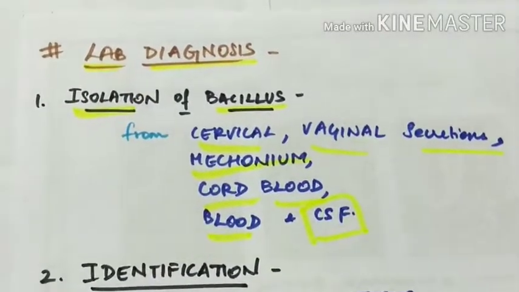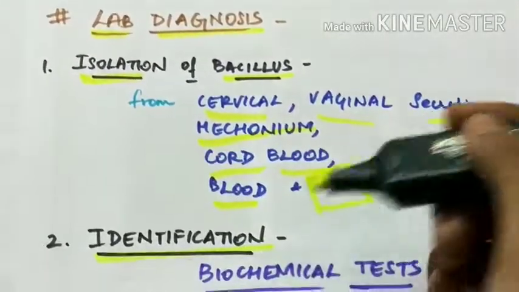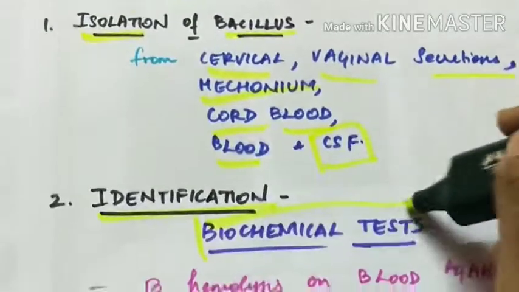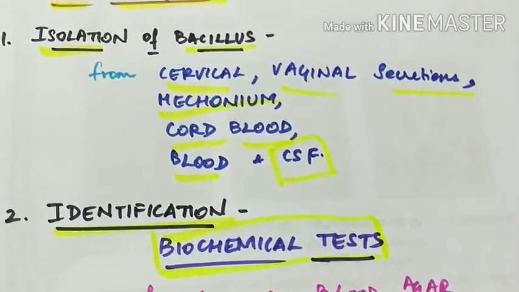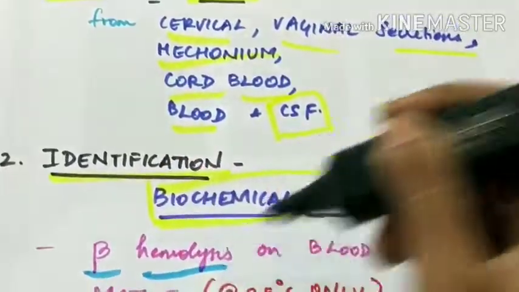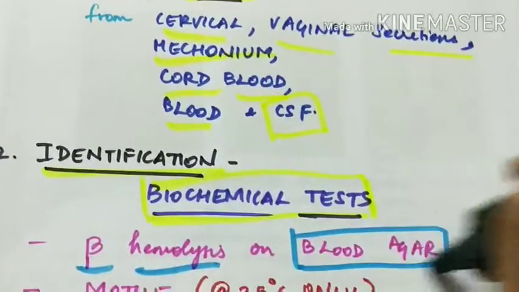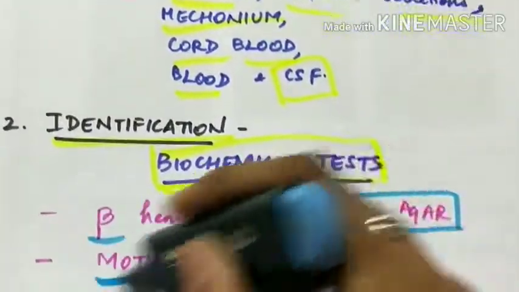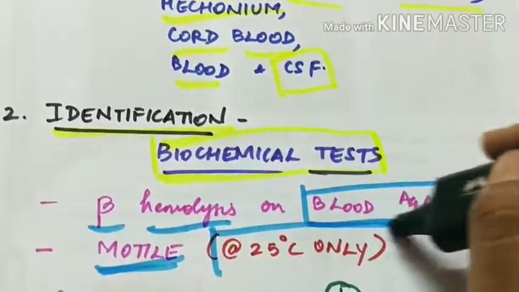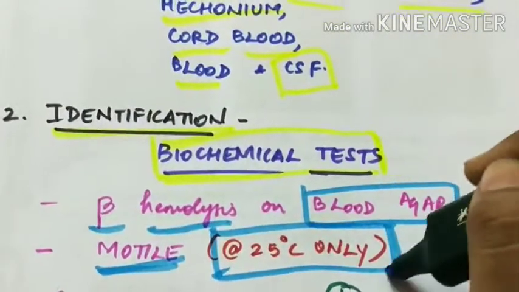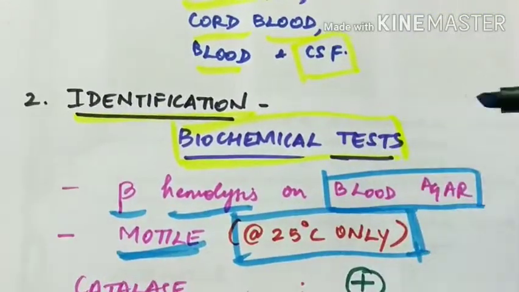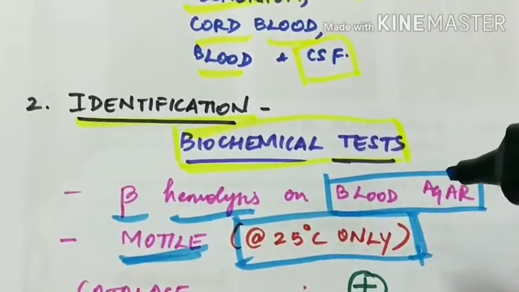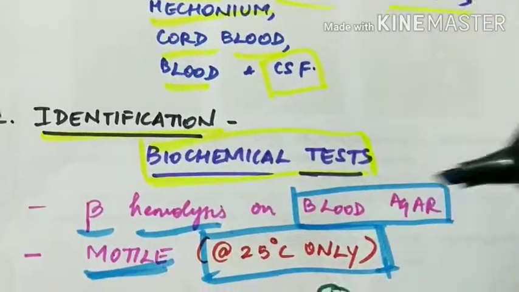Second is identification of the Listeria bacillus by biochemical tests. It shows beta hemolysis on blood agar, and it is motile at 25 degrees Celsius only, that is room temperature. This is because it shows differential motility, whereas at body temperature it is non-motile. We have seen it earlier.